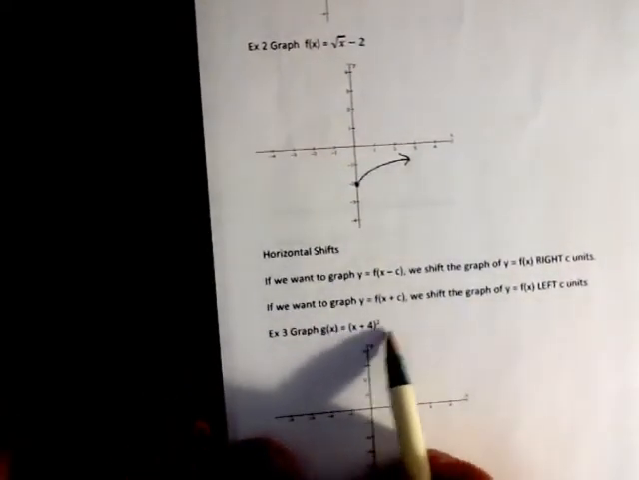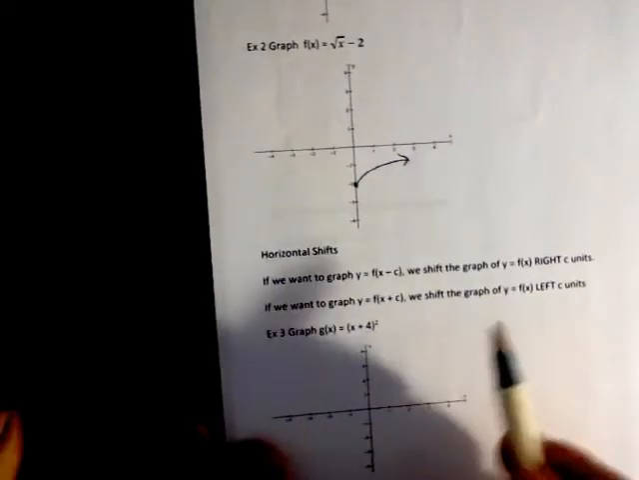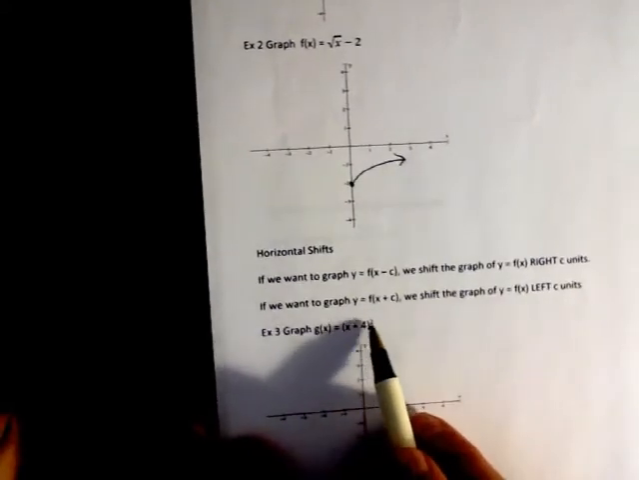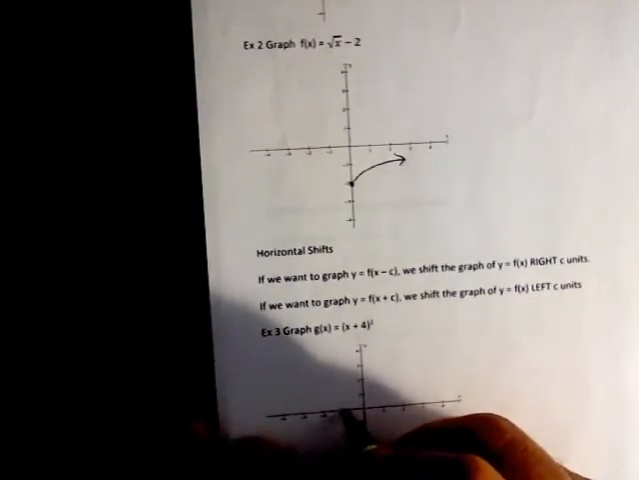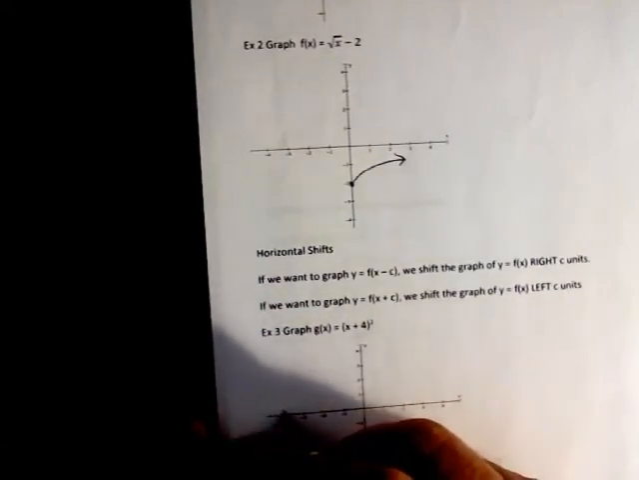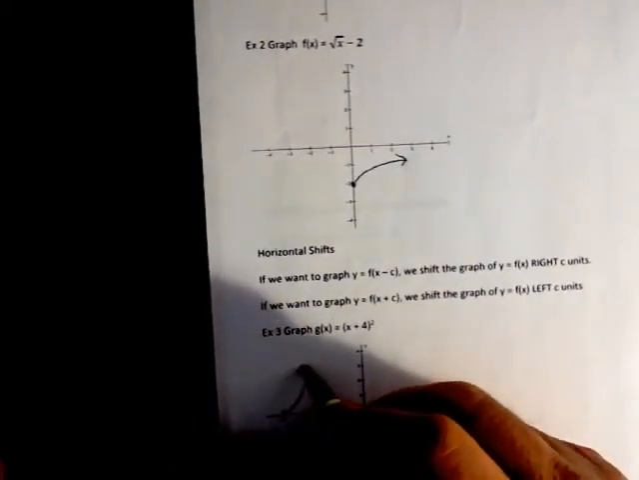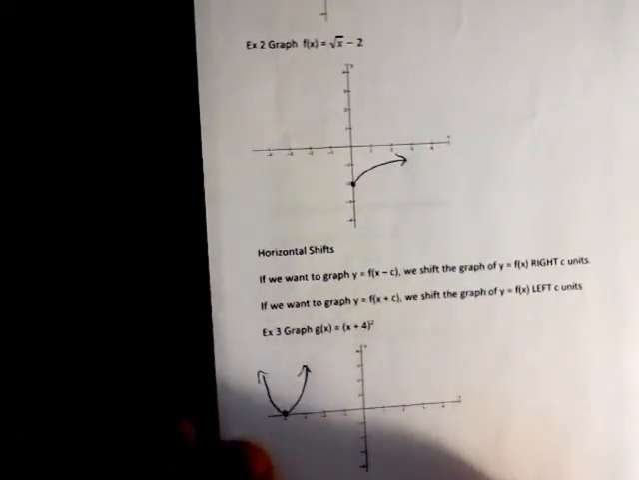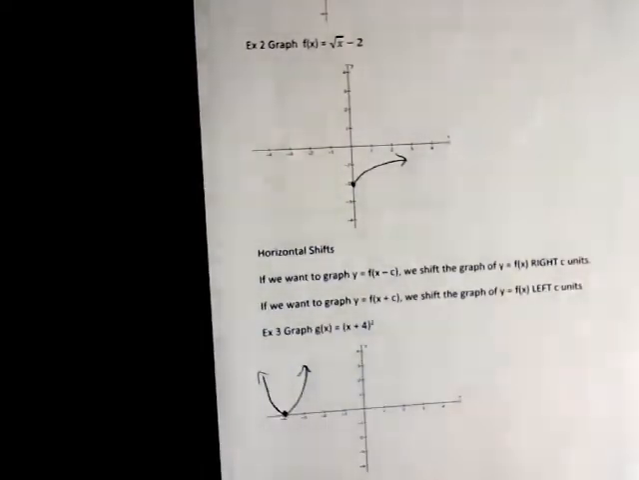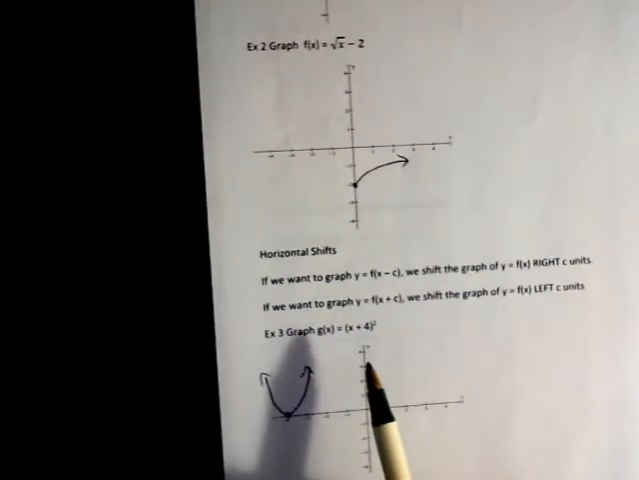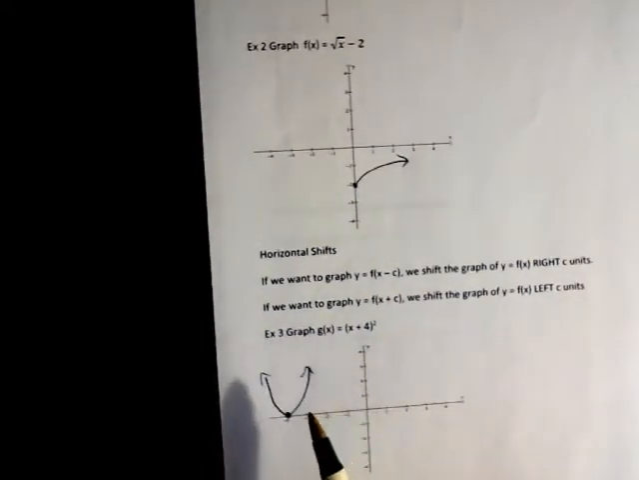So if I look at x plus 4 squared, since I am adding 4 before I square it, I shift x squared left 4 units. I would move that 0, 0 point left 4 and then just sketch the square graph. A couple things you have to remember are to shift it correctly and also choose the right shape from the library of functions.